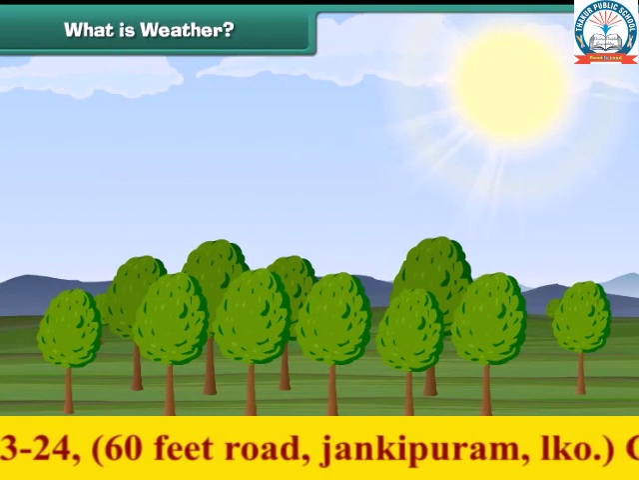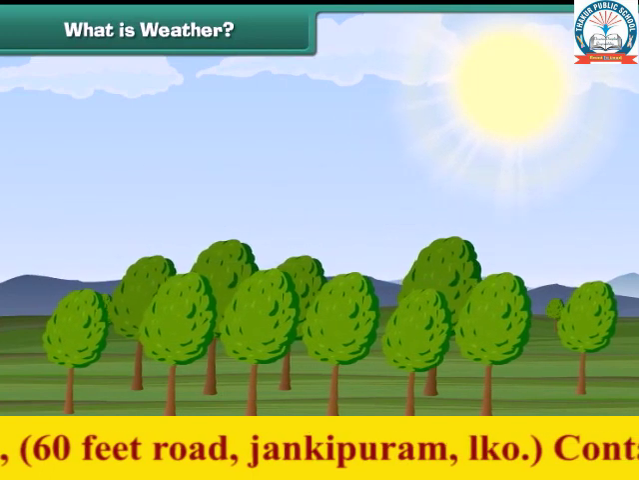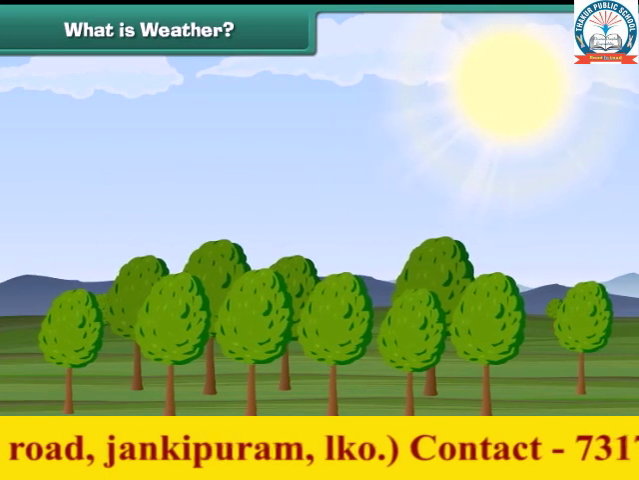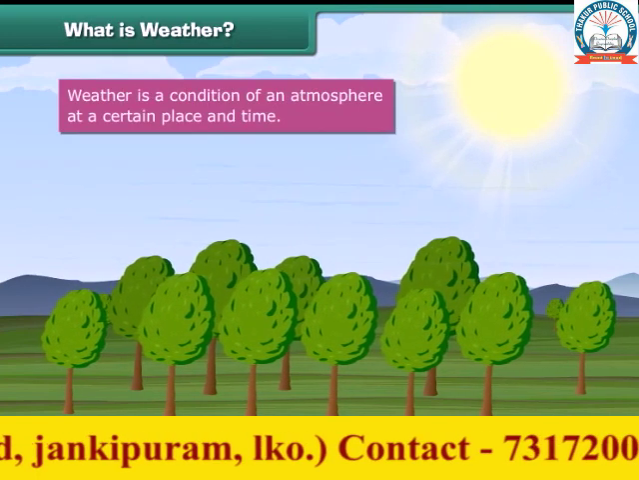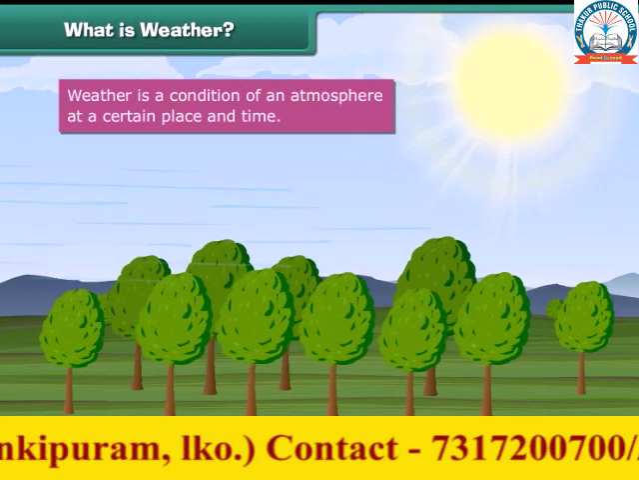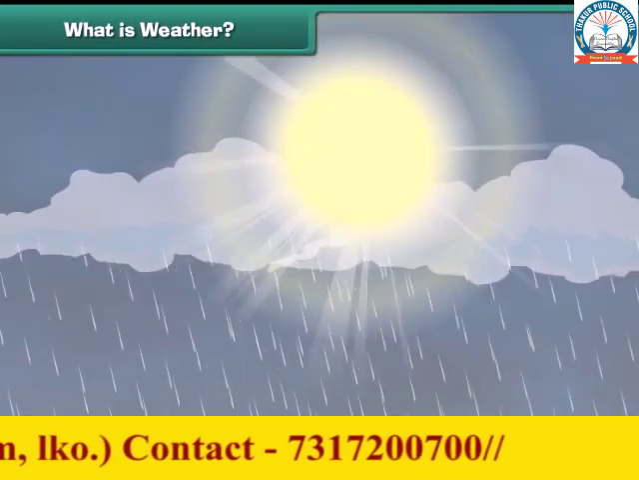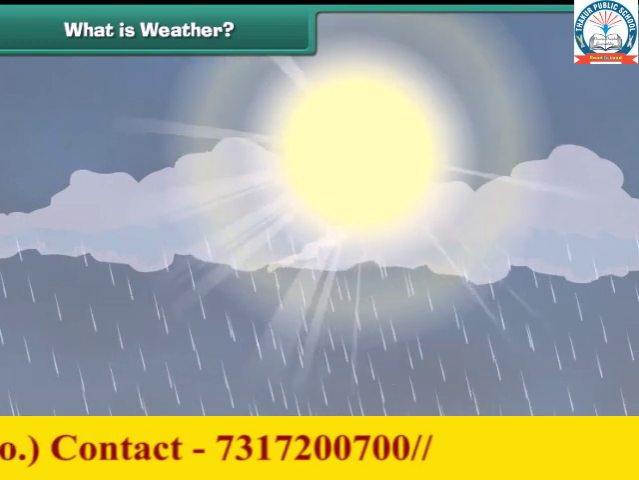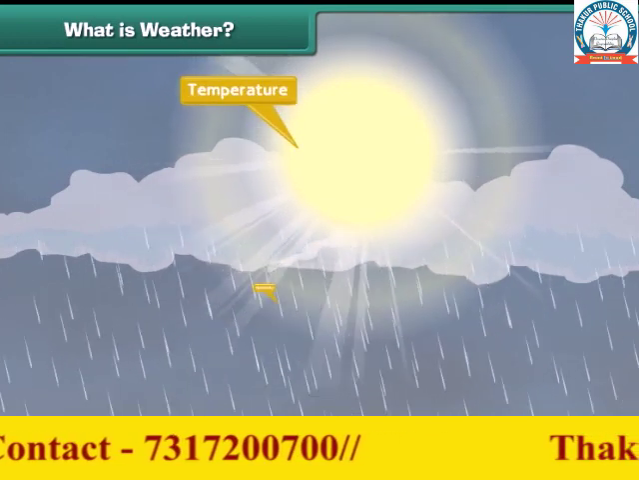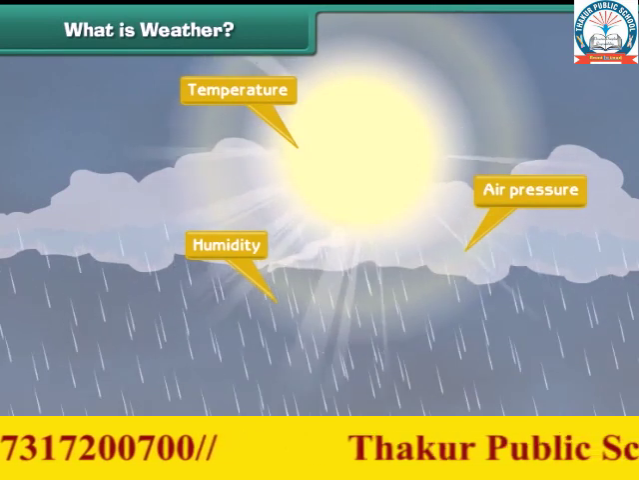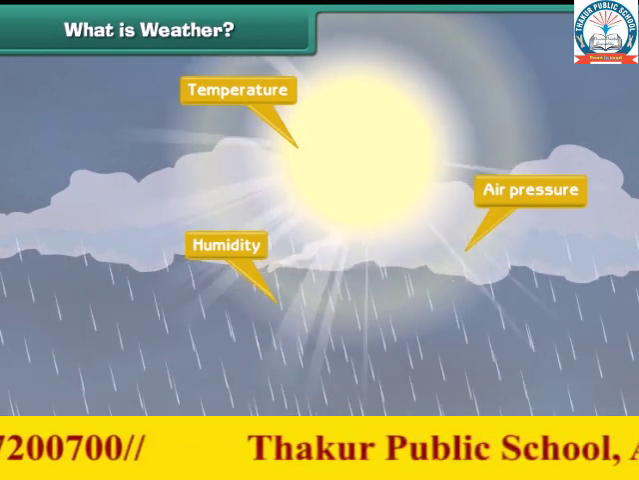Hey, did you check today's weather forecast? No? What is this weather? Basically, weather is the condition of the atmosphere at a certain place and time. Well, the weather depends on many factors such as temperature, humidity, and air pressure. Come, let us learn about these factors.